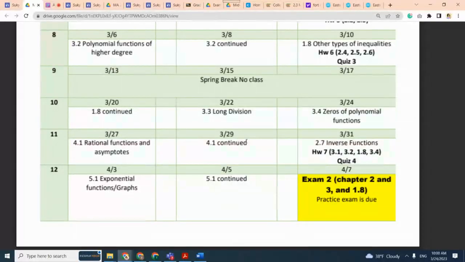Happy Friday! So today we will continue on session 3.3 and then we will start 3.4.